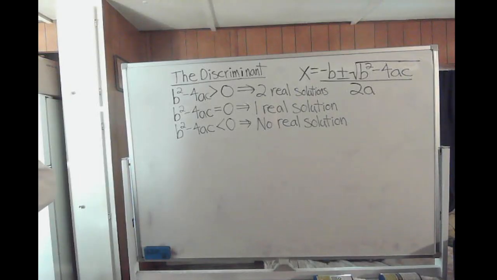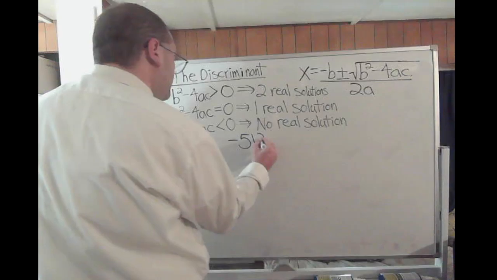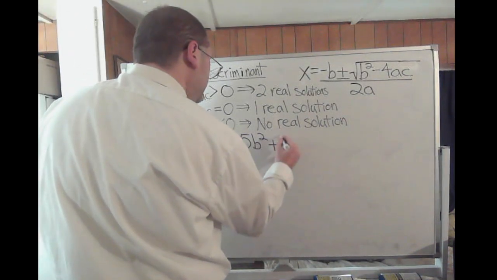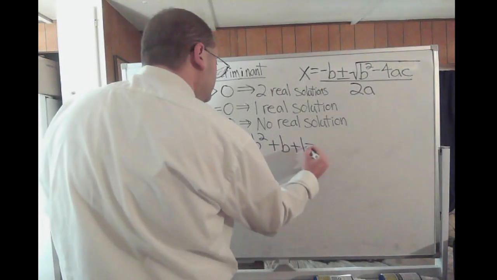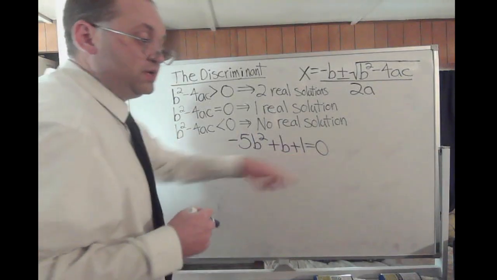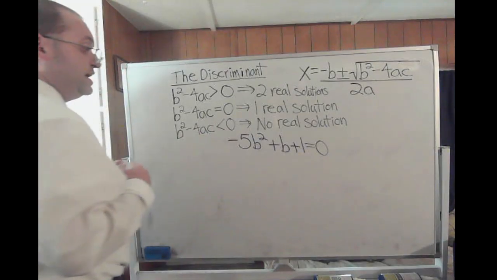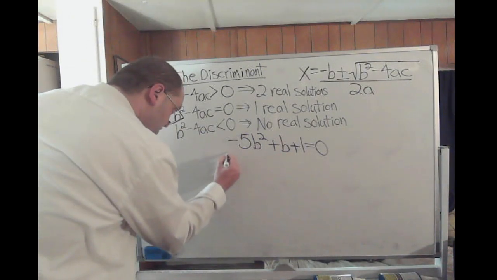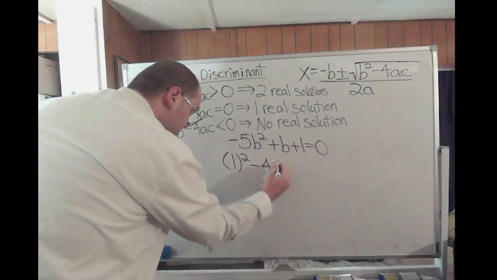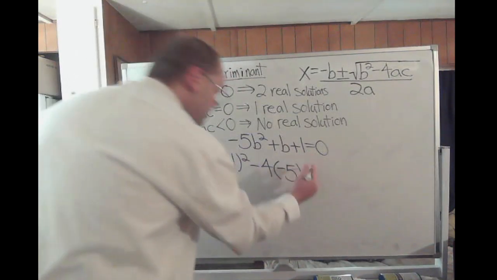Alright, I got two more problems. Let's see, we have negative 5b squared plus b plus 1 is equal to 0. So we have negative 5b squared plus b plus 1 is equal to 0. Well, let's go ahead and do the discriminant again. The b coefficient is 1, so that's going to start out as 1 to the second power minus 4 times your a coefficient of negative 5 times your c coefficient of positive 1.